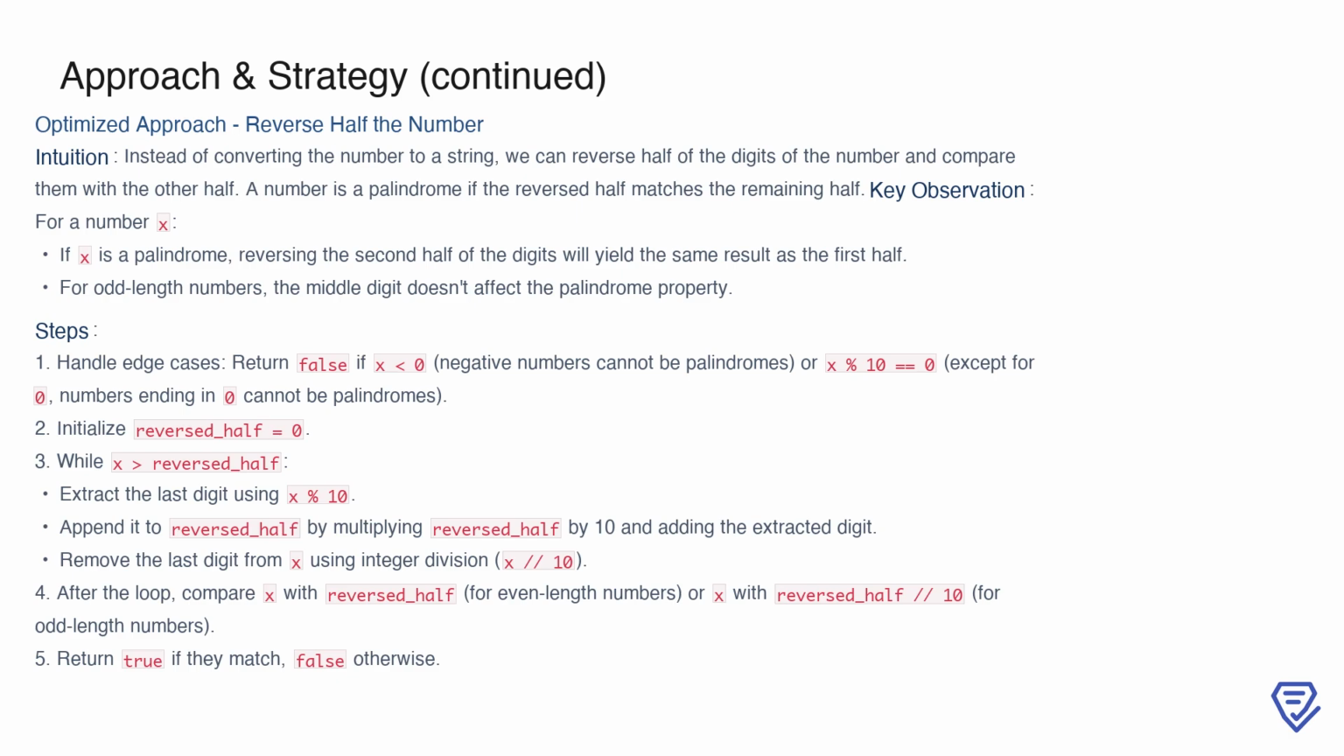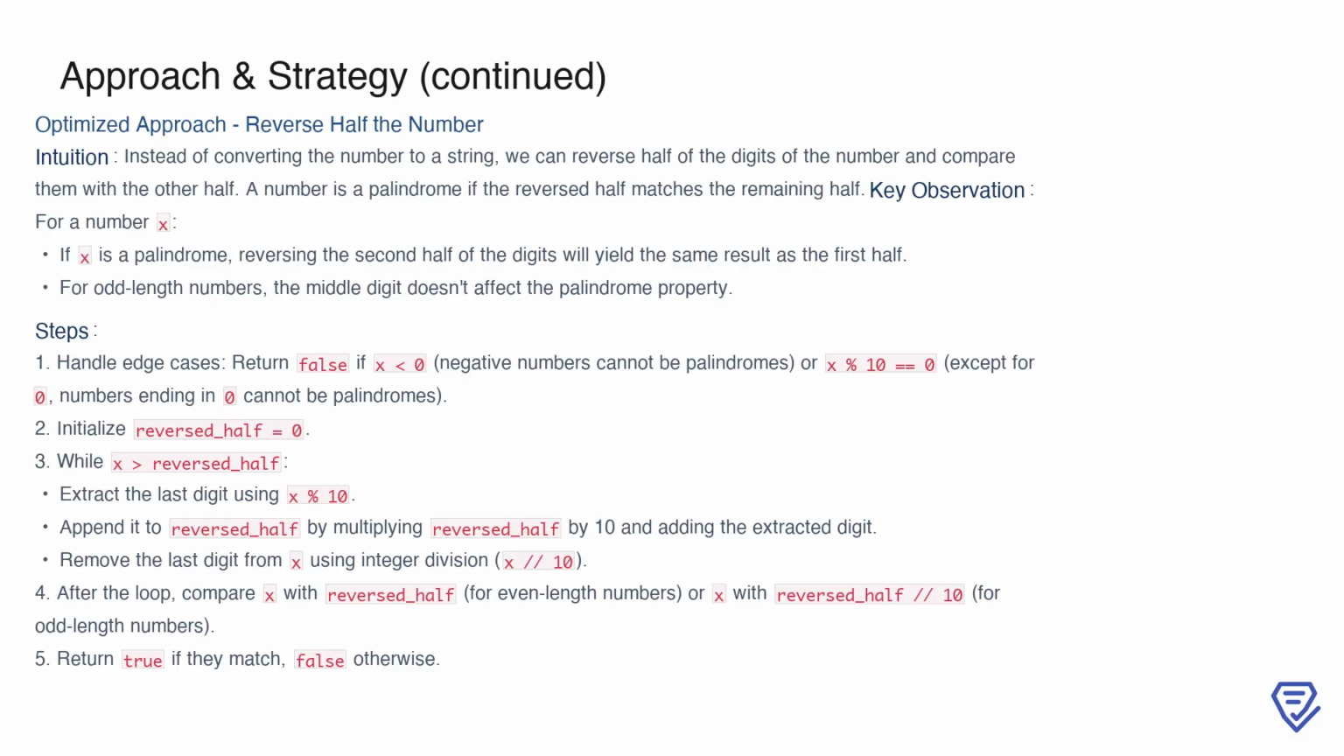To implement this, we first handle edge cases, such as negative numbers or numbers ending in 0, which cannot be palindromes unless the number is 0 itself. Next, we initialize a variable to store the reversed half, and while the original number is greater than this reversed half, we repeatedly extract the last digit, append it to the reversed half, and remove it from the original number. Once the loop ends, we compare the original number with the reversed half.